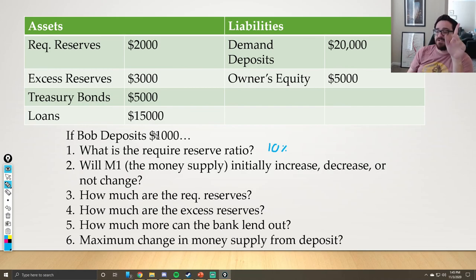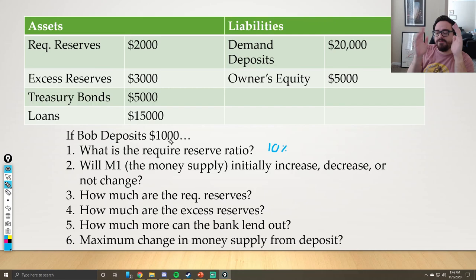First thing you got to know, which is notes from the last video, is that M1 is the amount of money held in currency in circulation, so like cash, as well as money held in demand deposits, so money that's stored in the bank. So if Bob deposits $1,000, that means $1,000 is moving from cash to the bank. This question is a trick question.